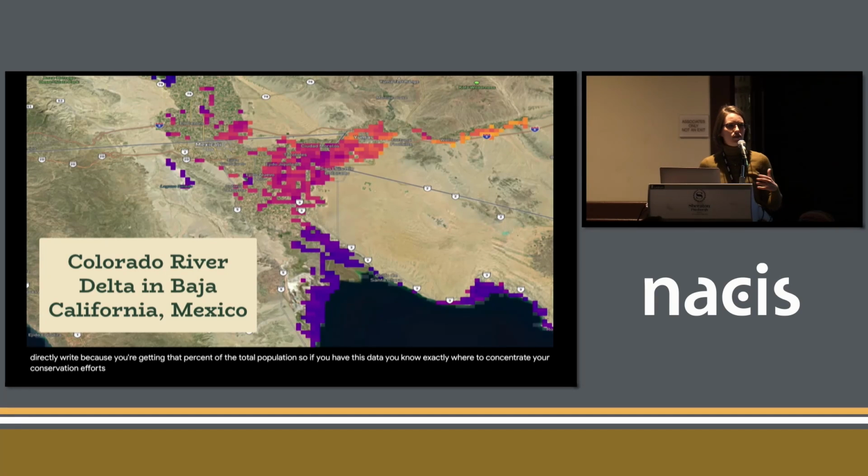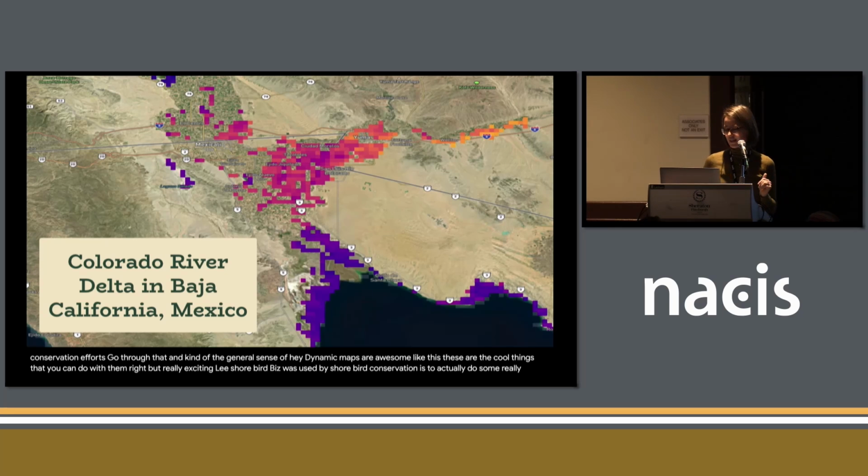So that was great to go through that in kind of the general sense of, hey, dynamic maps are awesome. These are the cool things that you can do with them, right? But really excitingly, Shorebird Viz was used by shorebird conservationists to actually do some really cool things.